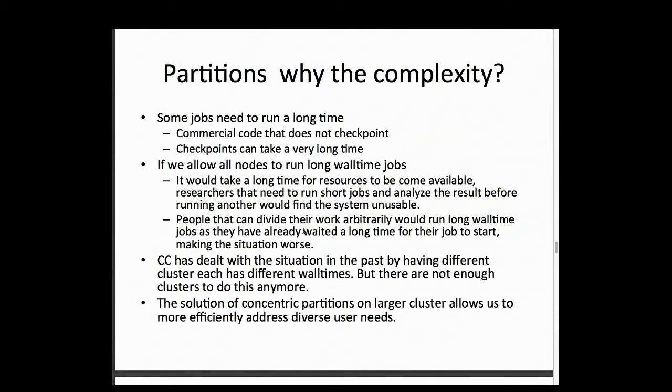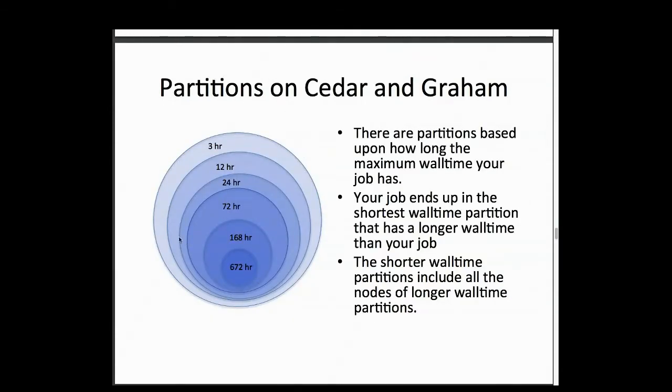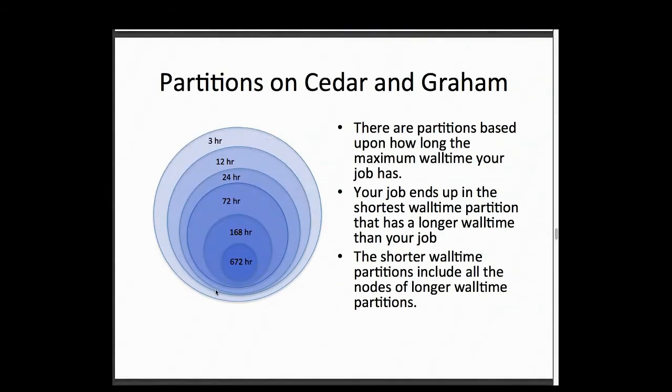Now, the way Compute Canada has dealt with this situation, and I'm sure that each of the consortia, like Sharcnet, WestGrid, has dealt with it, is by having different clusters, each with different wall times. But there are not enough clusters to do this anymore. The solution is to have these concentric partitions on larger clusters to allow us to effectively meet the diverse needs of our user base. These examples are not too complex, but what's really complex is when we end up doing all these things on the same cluster.